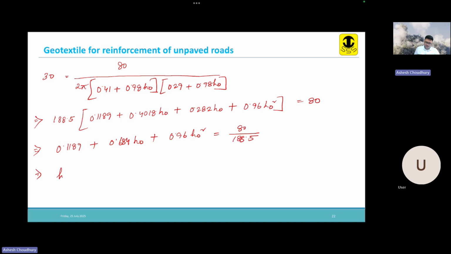Now, from this equation, find out H naught. Solve this quadratic equation. You can easily solve it using your scientific calculators, isn't it? Just solve this and find out H naught. Please do it by yourself. I will give you 1 minute.